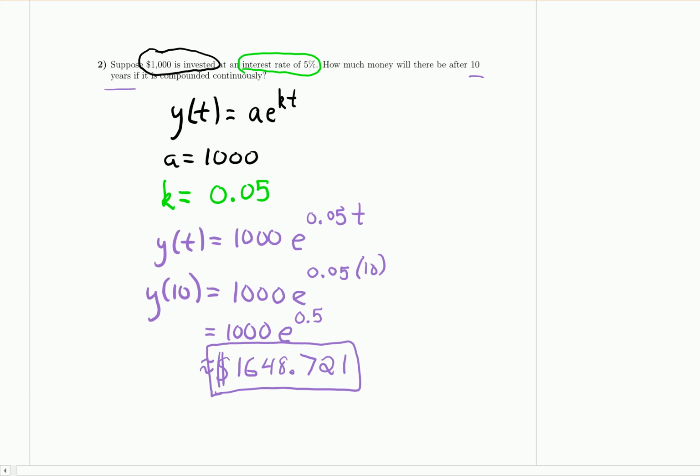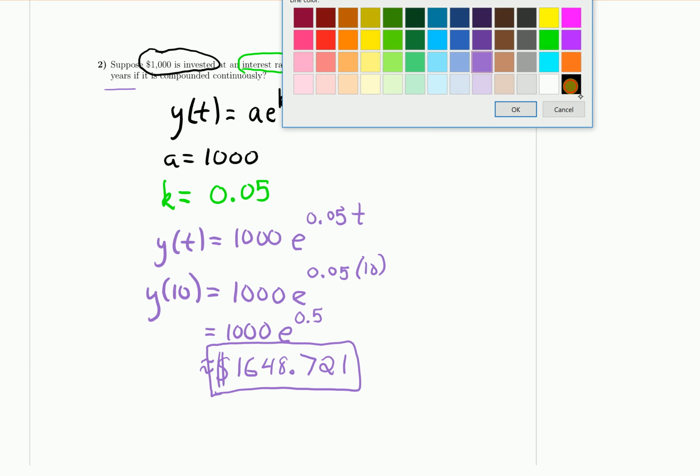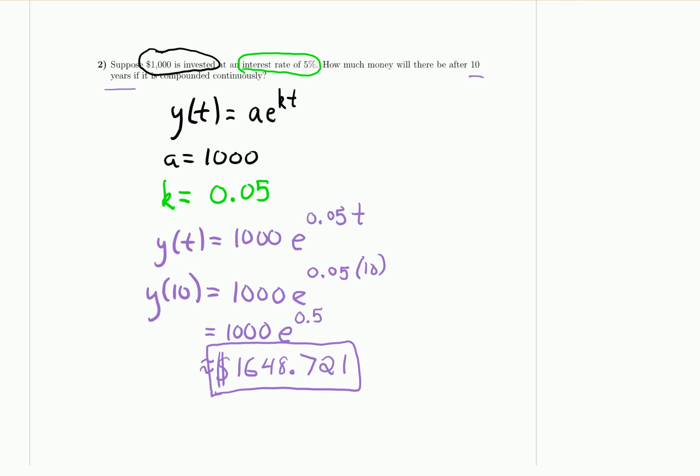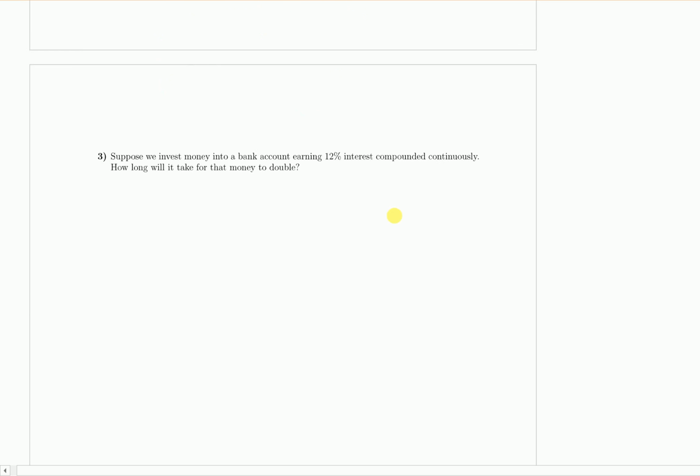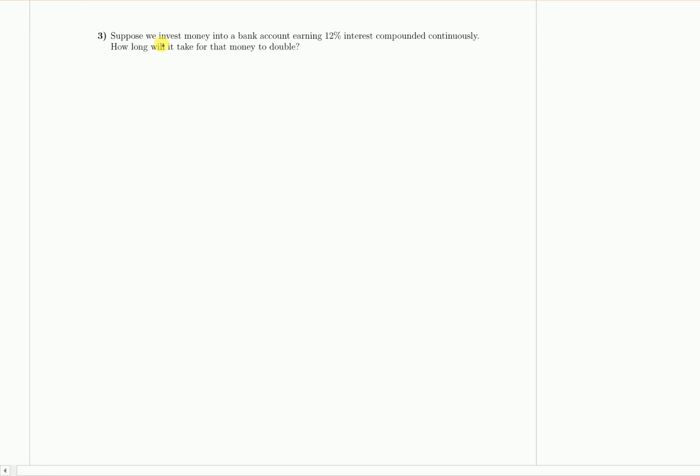Okay. All right. So I want to look at another example with a continuously compounded interest. All right. So for the next example, I want to suppose that we invest money into a bank account again. But now this is going to earn 12% interest compounded continuously. And then the question is, how long will it take for that money to double?